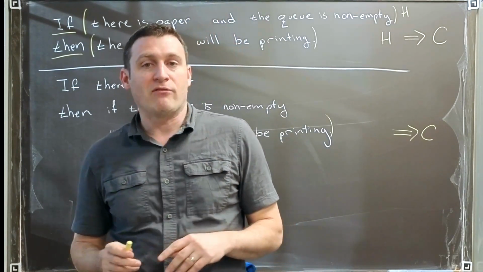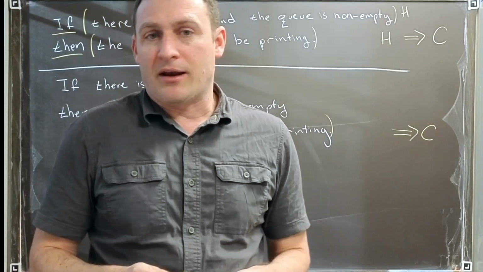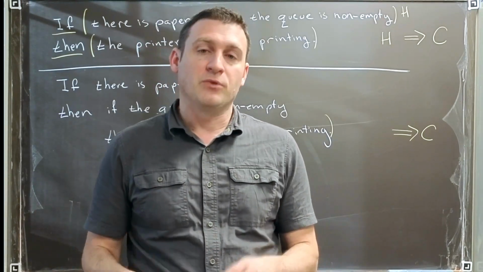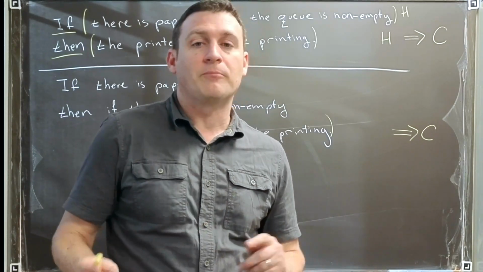However, it's also okay for you to write short little words here. You could write hypo and conclude or something like that, or hypothesis and conclusion. You don't need to abbreviate it all the way to one letter.